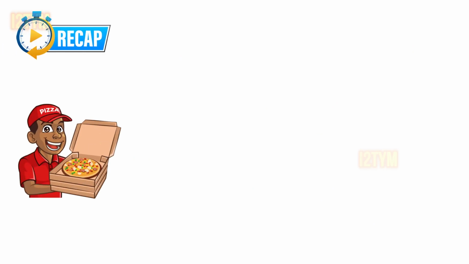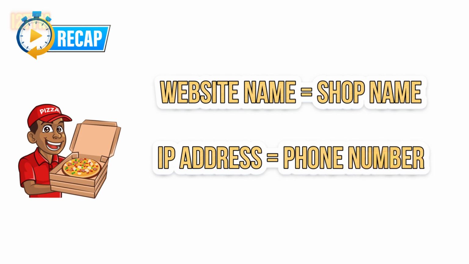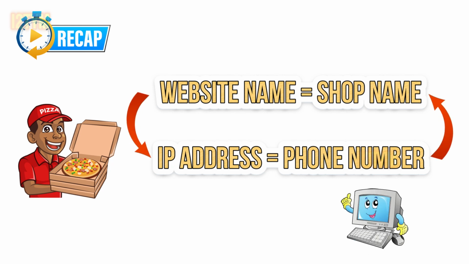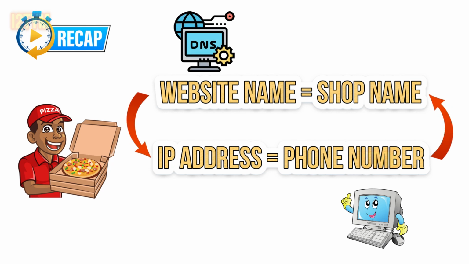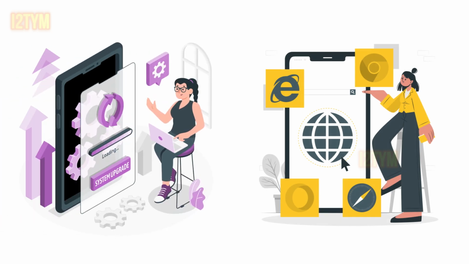Recap with example. Let's go back to our pizza analogy to make it crystal clear. Website name. That's like the name of the restaurant, Pizza Palace. IP address. That's the phone number. And DNS. That's the phone book that helps you match one to the other. You don't memorize phone numbers. You remember names. DNS makes the internet that easy to use. So next time you go to a website, remember, there's a system working behind the scenes.